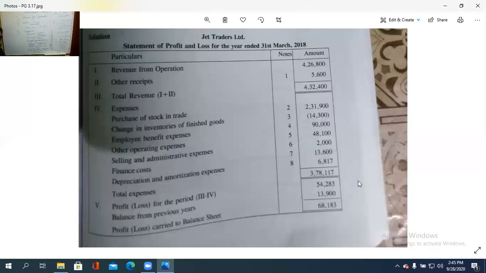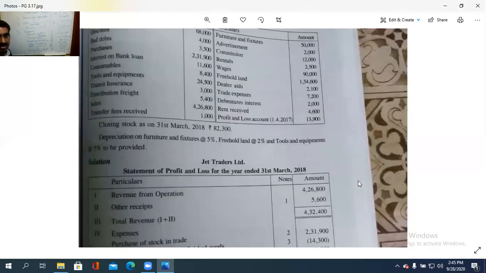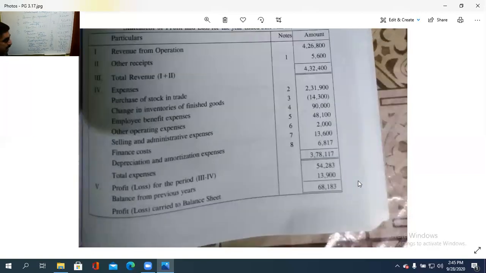And there is one more amount to be mentioned here as balance from the previous year, P&L. Balance from the previous year, 13,900 is there. See, 13,900. So that 13,900 will be added with the difference between these two. So for that, how much is it? Profit.